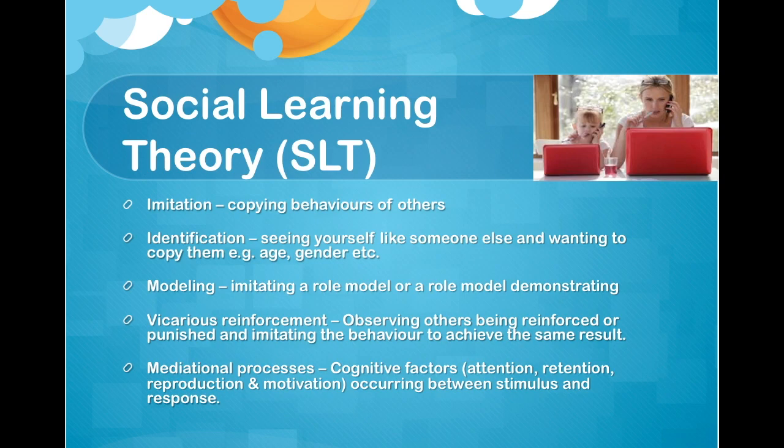And it says there this occurs between stimulus and response. So you see the event, that's the stimulus, and the response is reproducing it. So that's where the cognitive mediational process happens. You see it, you then think about it, and then you're able to respond or not. So next we'll look at a famous bit of research that's been done into the social learning theory.